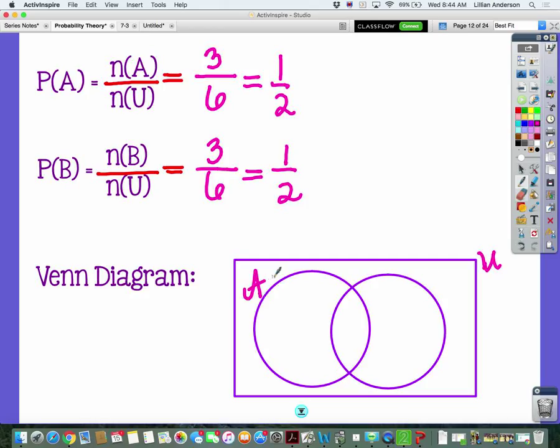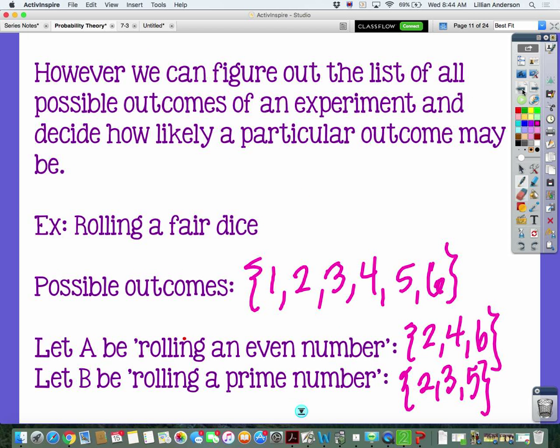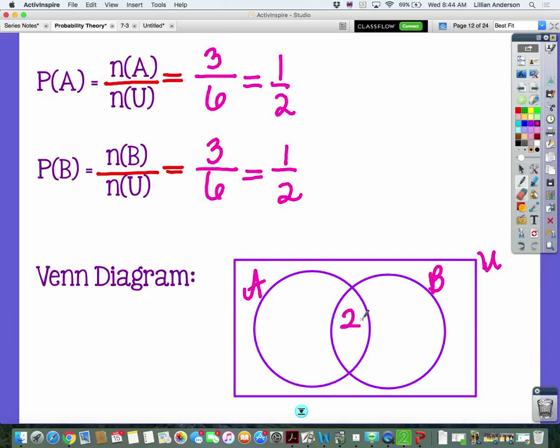Okay, a Venn diagram, which we've been working on. In this case, they do have something in common, a number that is shared between an even number and a prime number, which is 2. That's the only number. Rolling an even number also gives 4 and 6, and then rolling a prime number also gives 3 and 5, and so of course 1 will be in the universal set. Okay, you can also look at it and see, all right, how many are in circle A, that's 3 elements out of the 6 total, and then there are 3 elements in circle B out of the 6 total.